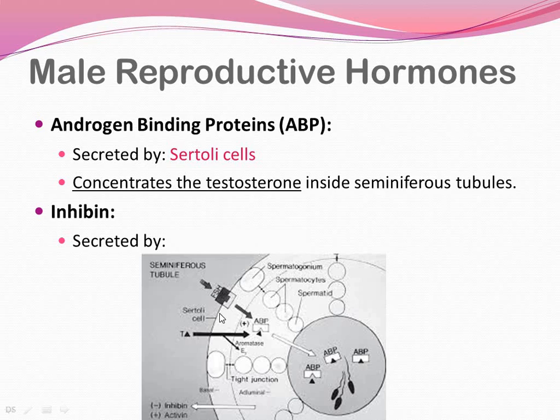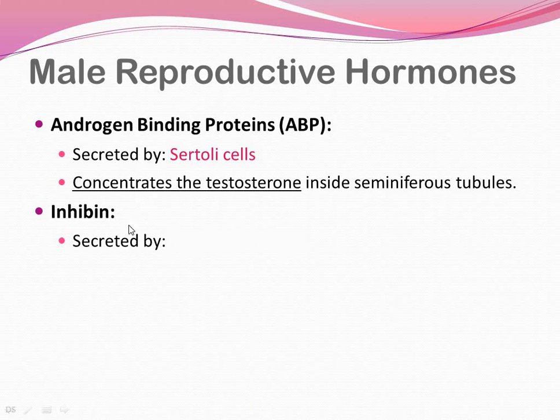So FSH is acting on the membrane bound receptor, and then it stimulates the release of ABP, androgen binding protein. You can see that once testosterone is entering, because it is lipid soluble, it will be able to cross the cell membrane, but then it has to be concentrated within this cell. In that case, this androgen binding protein will help in the concentration of testosterone, and you can see that the process of spermatogenesis also will be facilitated. So this is regarding ABP.